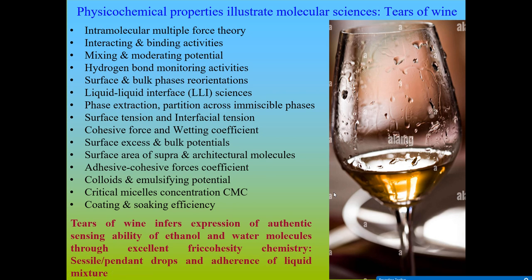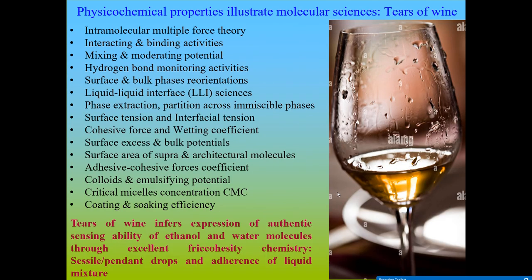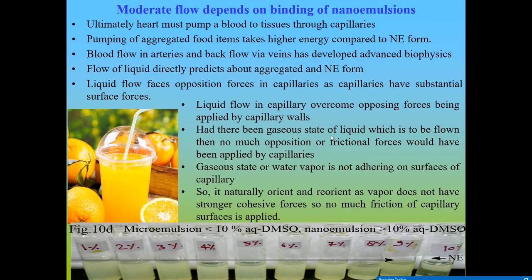So this is the best example that two forces are working here. The adhesive forces or the frictional forces, because frictional means they are sticking together, and the cohesive forces, they are making the drop. So we could say that this physicochemical property is directly Friccohesity, nothing else, because the phenomenon is the outcome of two basic phenomena. So we could consider it an excellent parameter. I am not saying that we should take wine.